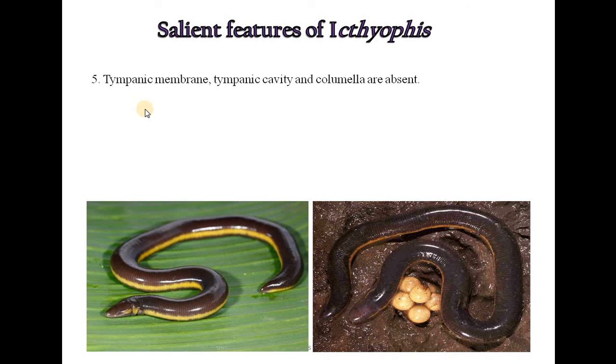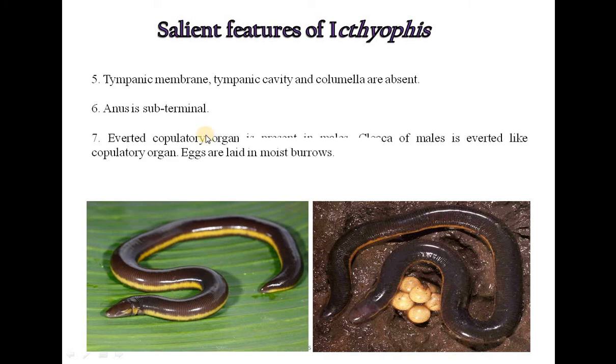Tympanic membrane, tympanic cavity and columella are absent in this organism. Ichthyophis has anus, which is subterminal. It has got everted copulatory organ in case of males. Cloaca of male is everted like a copulatory organ and eggs are laid in moist burrows by female. Mother coils around the eggs until they hatch out. So this is about the Ichthyophis.